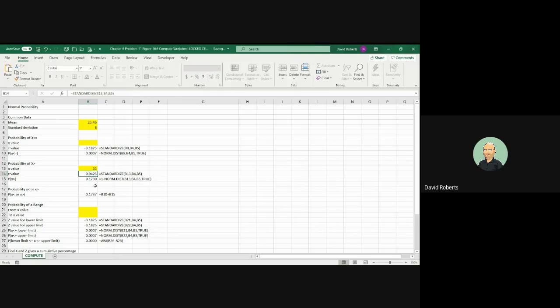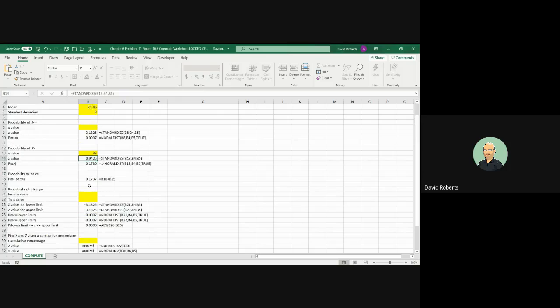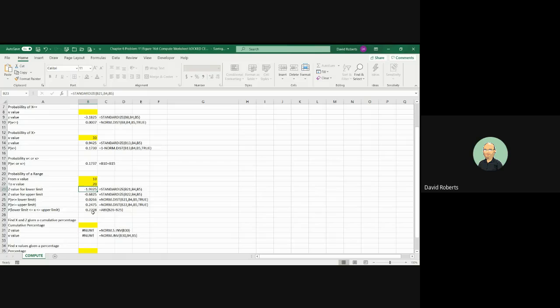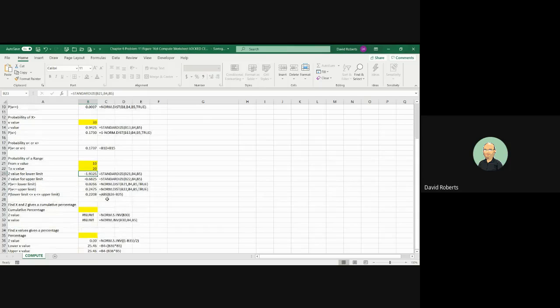Now, in part B, it wants to know the range from 10 to 20. You can see that the probability for a range between 10 and 20 gallons is 22.08%, which is in cell B27.